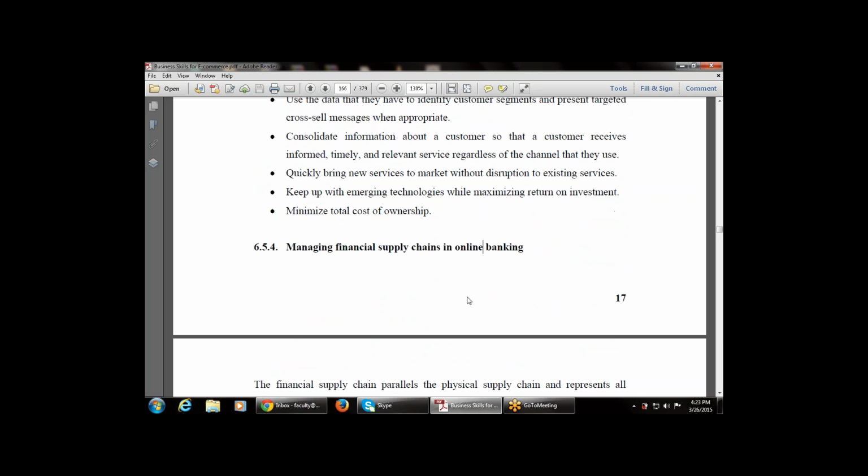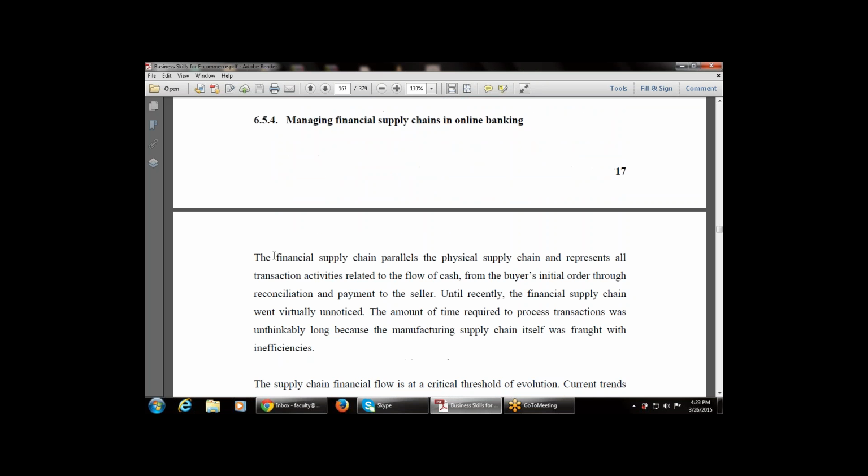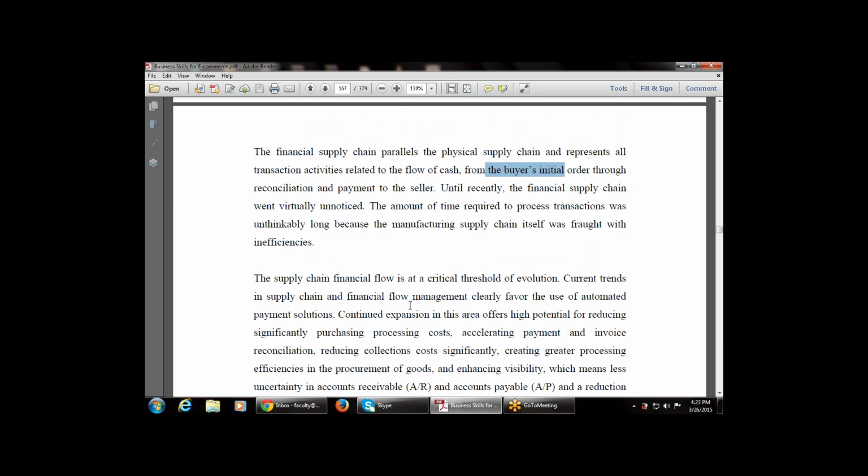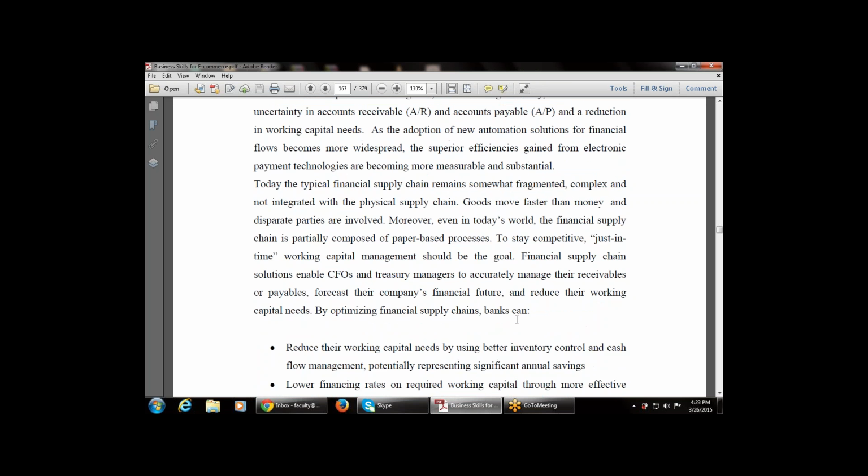Then the next issue is managing the financial supply chain, that is, how to maintain the financial supply chain in online banking. Managing the financial supply chain is also one of the managerial issues of online banking. The financial supply chain parallels the physical supply chain and represents the activities related to the flow of cash, from the buyer's point of view as well as the seller's point of view. The supply chain financial flow is a critical threshold of evaluation.